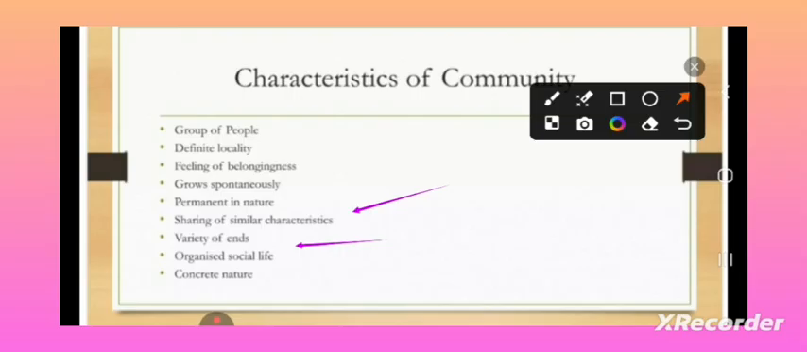Variety of ends. A community satisfies a wide range of needs and goals for its members, example, social, economic, cultural, and political, not just a single narrow purpose. Organized social life. The group has established rules, customs, and ways of interacting, norms that give structure to the members' lives. Concrete nature. A community is a recognizable, observable entity, either physically or socially, that can be clearly identified and distinguished from other groups.